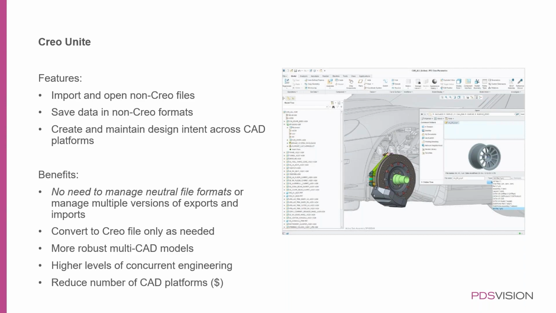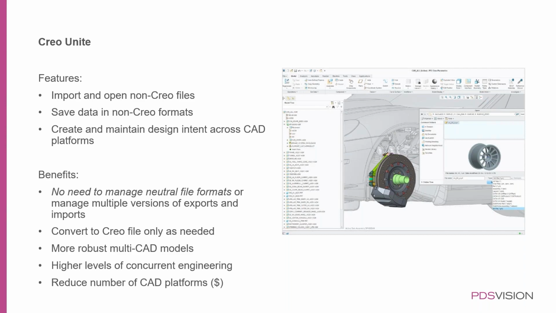Additionally, we can convert to Creo files only as needed. So, kind of obvious, but we can leave these as SolidWorks files. We don't necessarily have to convert them to Creo unless we do want to permanently change that file type. More robust multi-CAD models: changes in SolidWorks are going to be reflected. They're going to automatically update your Creo models, so you have less chance of your Creo model breaking.